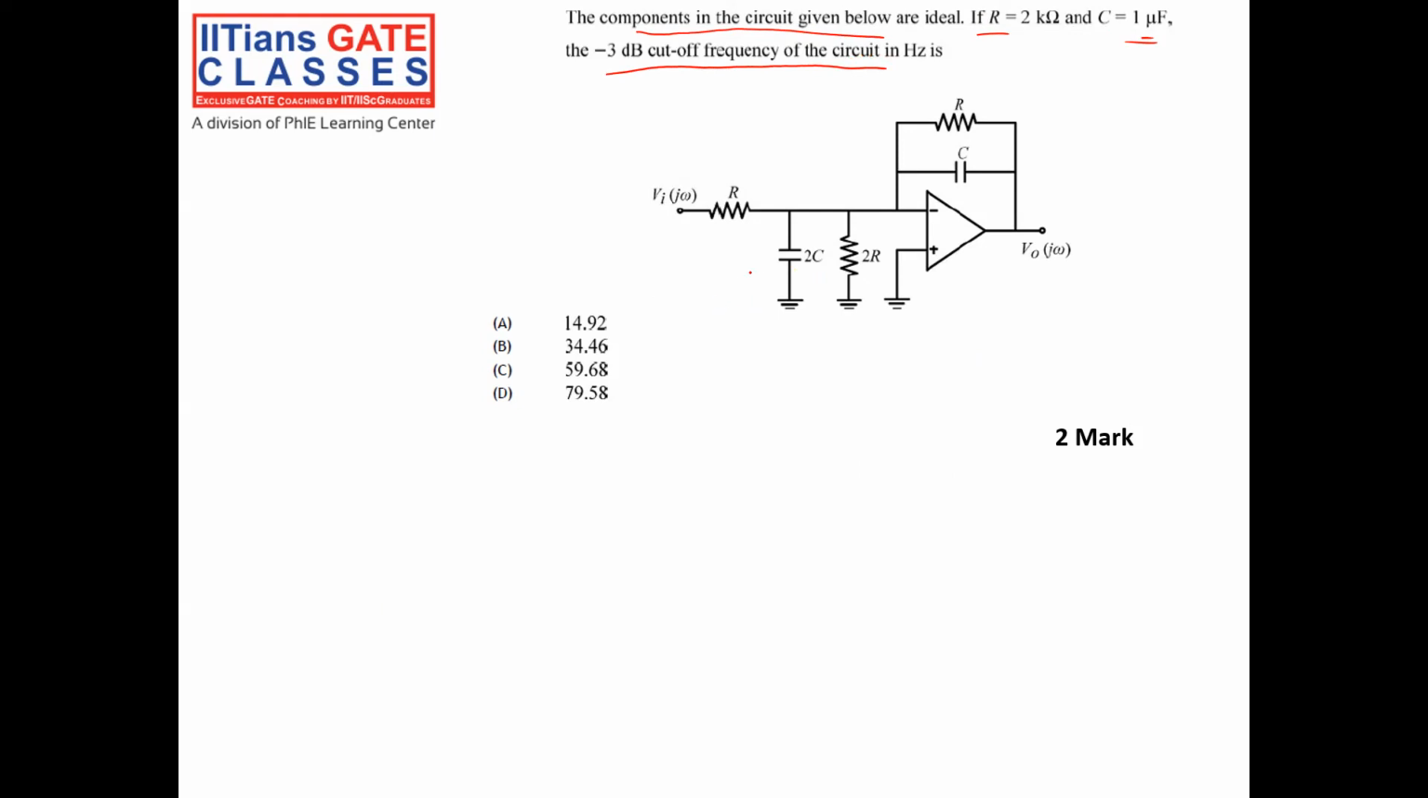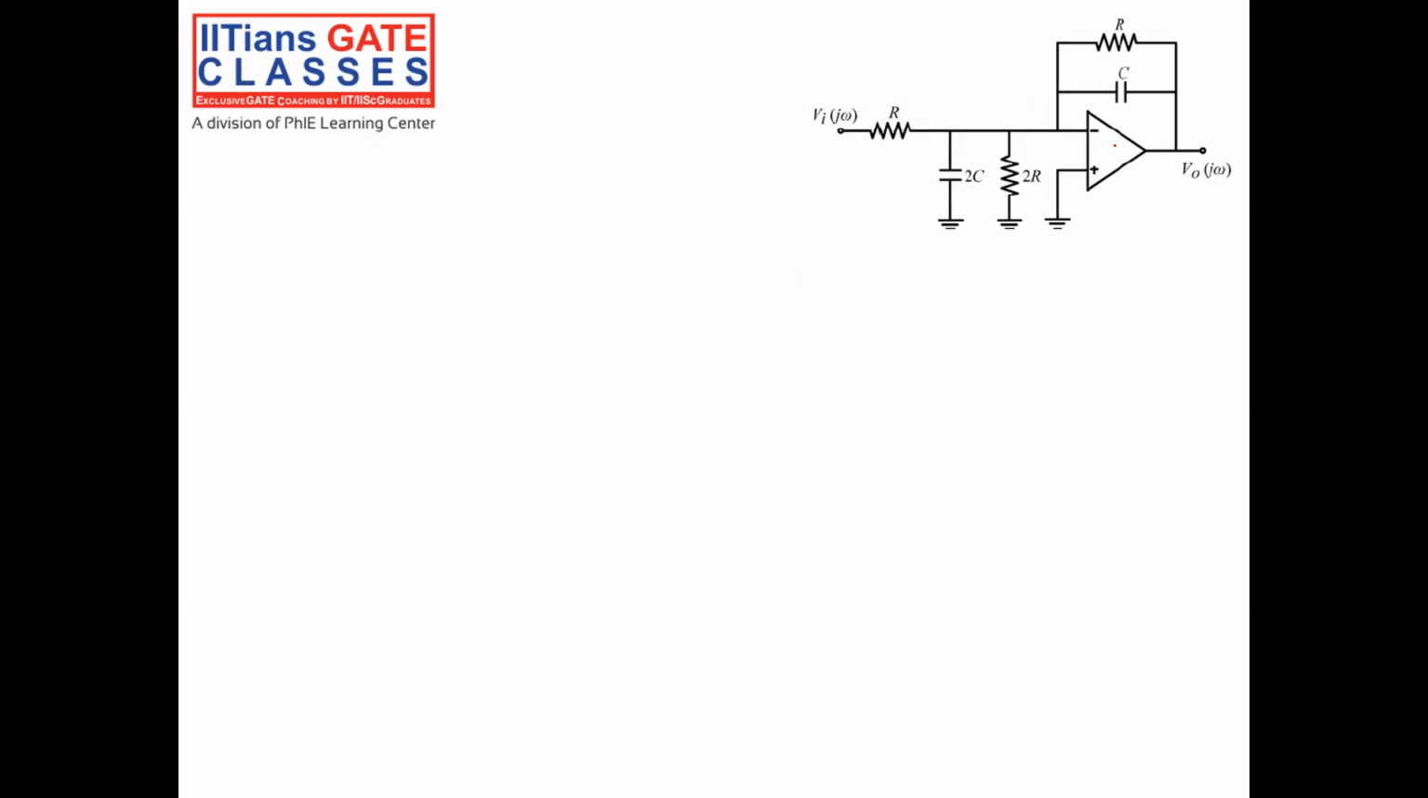So let us see. Guys, since the circuit is in negative feedback, that means some part of the output is fed to the negative terminal. So it is obeying the virtual ground principle. So the voltage at the negative terminal is equal to the voltage at the positive terminal. Here I get 0 volt due to the virtual ground principle.